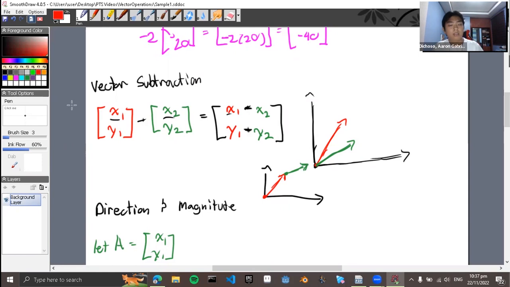Then, imagine that we also have an imaginary vector here which corresponds to the lengths of the red and the green vector. Okay? So then, our subtraction would be from this point, from the starting point of the second vector, going to the first vector. Parang ganyan.